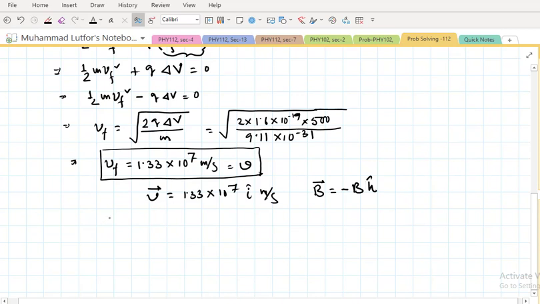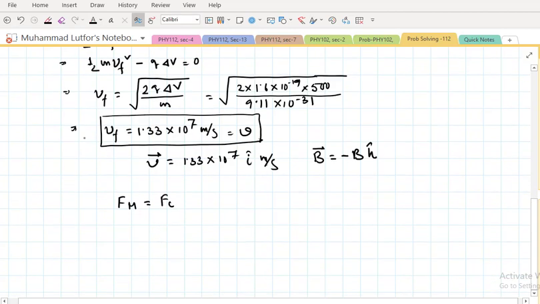Fine. Then to find out the magnetic field strength, I'm going to take the magnitude of these two. I can write that Fm must be equal to Fc, where Fm I can write as Q into V into B sine theta, must be equal to mv square over r. I write down the magnitude.